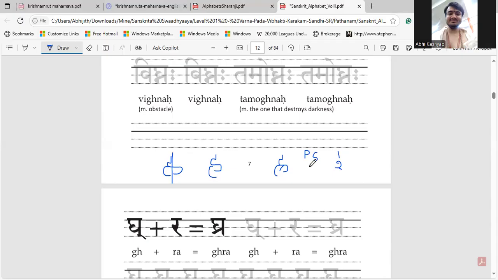Rah is Ra plus Ha. Hra is Ha, H, plus Ra. Which is it? How do we read this?